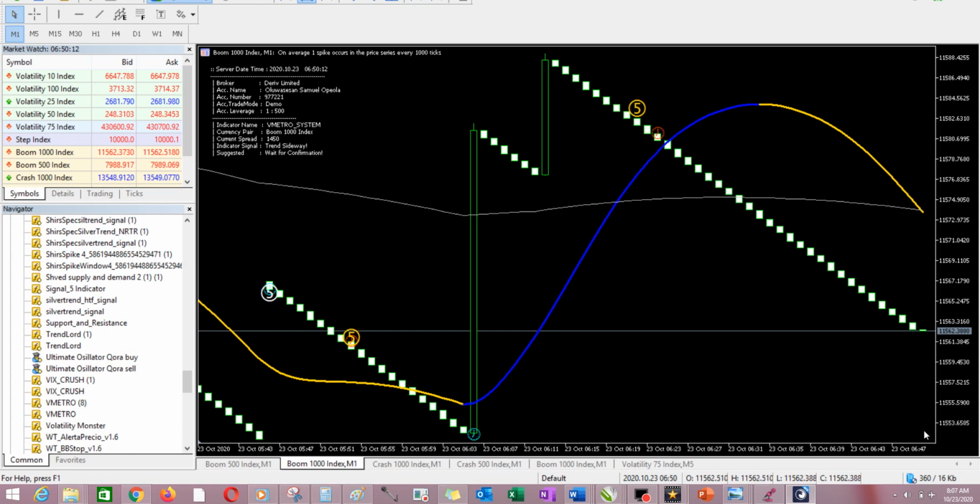So we are likely to experience another spike once it is approaching this support level, except if it is broken. But if it is not broken, then definitely we are likely to have another spike around here.